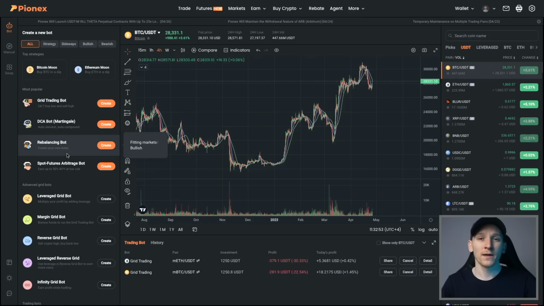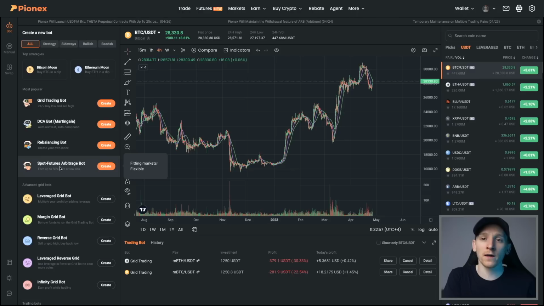The next bot we'll look at is the spot futures arbitrage bot. This takes advantage of the difference between the spot market, which is the cash market with crypto, and the futures market. Now, the futures market has something called a funding rate, and that funding rate is there to try and keep the futures price in line with the underlying spot price.